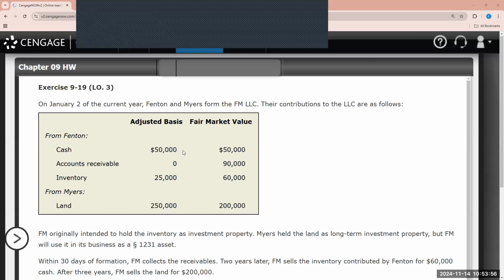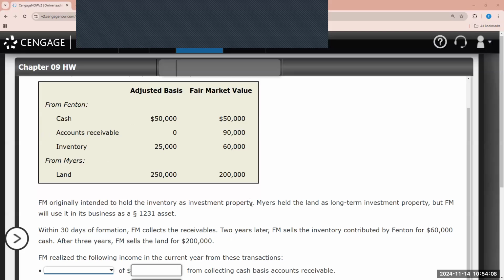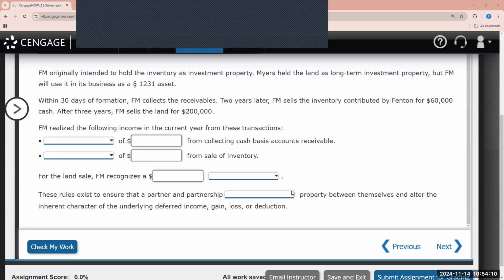Fair market value is obviously equivalent to the adjusted basis. Accounts receivable, fair market value is 90,000. The inventory, the fair market value is 60,000. And the land from Myers, the fair market value is 200,000. So it states, FM originally intended to hold the inventory as investment property. Myers held the land as long-term investment property, but FM will use it in its business as a Section 1231 asset.